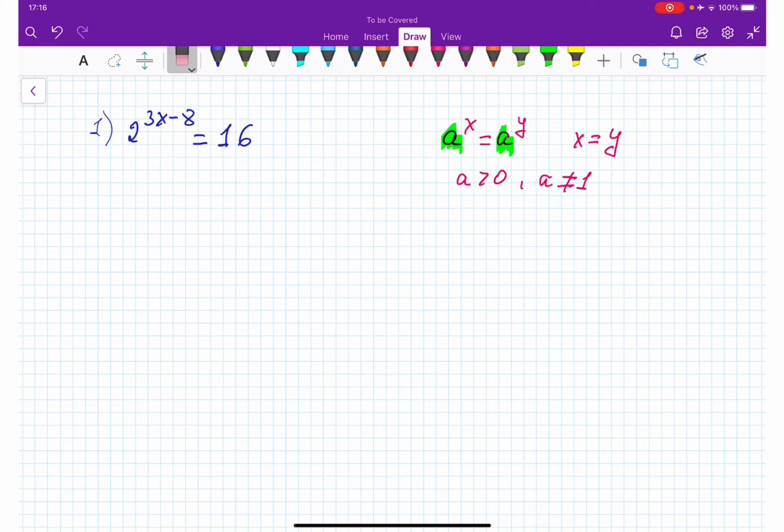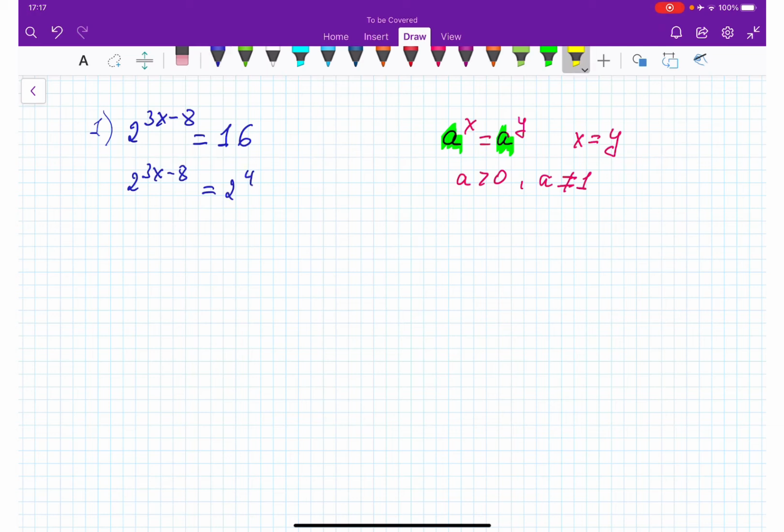Okay, so what do we have? We have here base 2. Here we have 16. So our goal is to bring to the same base to be able to solve it. All right? Since base 2 is a simple number, we leave it alone, 2 to power 3x minus 8. And 16 I'm going to represent by base 2, which is 2 to power 4.